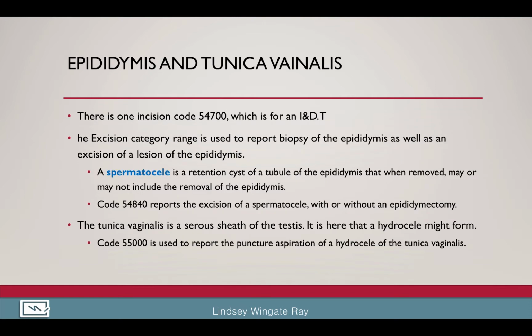In the epididymis and tunica vaginalis section, there is 1 incision code, 54700, which is for an I&D, incision and drainage. The excision category range is used to report biopsy of the epididymis as well as an excision of a lesion of the epididymis. A spermatocele is a retention cyst of a tubule of the epididymis that, when removed, may or may not include the removal of the epididymis. The tunica vaginalis is a serous sheath of the testes. It is here that a hydrocele might form. Code 55000 is used to report the puncture aspiration of a hydrocele of the tunica vaginalis.